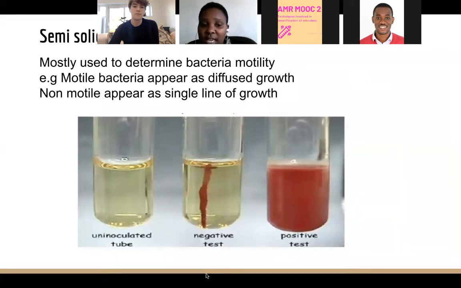In this case, you can see the inoculated tube, and you can see the clear media. But when you have a negative motility bacteria, you can observe just a single line, which shows the growth of microbes. But when you go to the positive test, you can see that the color has spread in the whole media, which shows that your bacteria is motile. So semi-solid media is mostly used to observe bacterial motility.